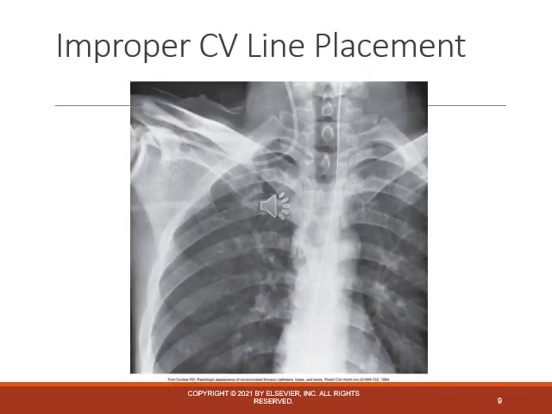Here we see an example of an improper central venous line placement. So you will notice on the patient's right-hand side, you see a radio-opaque line coming in the subclavian vein. Rather than going down into the superior vena cava, you see it actually going up the internal jugular vein. So this is an improper central venous line placement.